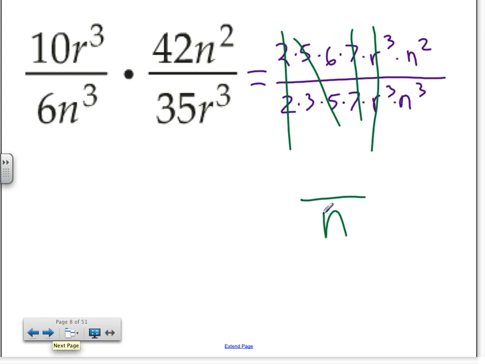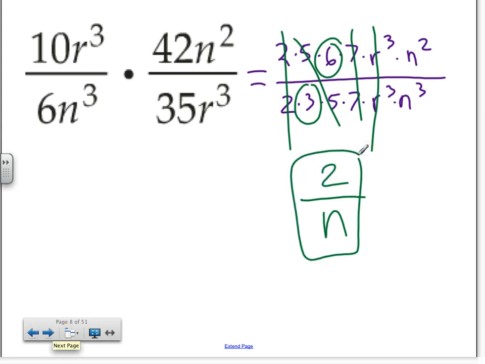And what about the number? What do I have left for the number? 6 over 3, right? What's 6 over 3? 2. But where do I put the 2? On top. And that's what I have done. I'm simplifying. That's it. Simplifying in this case means if I see anything in common, I cross that out. Whatever I have left over, that's my answer.